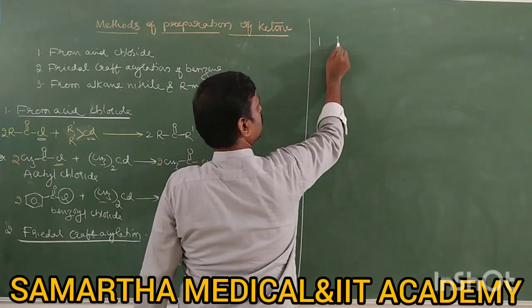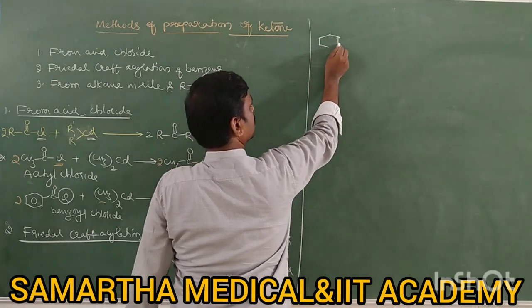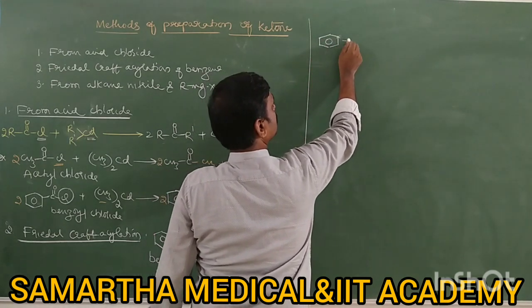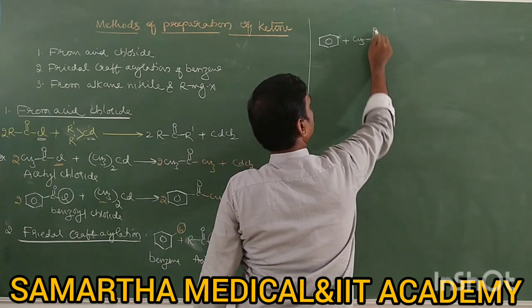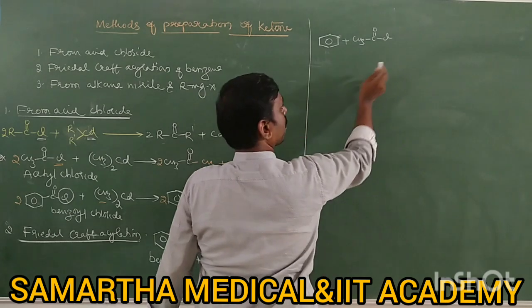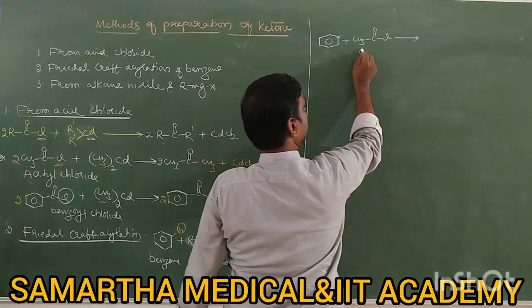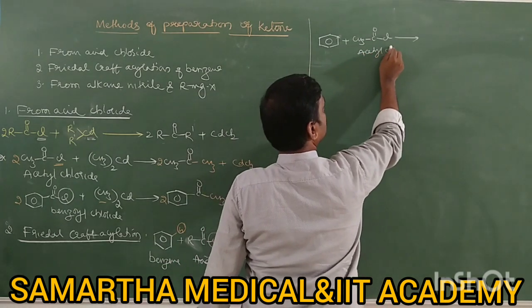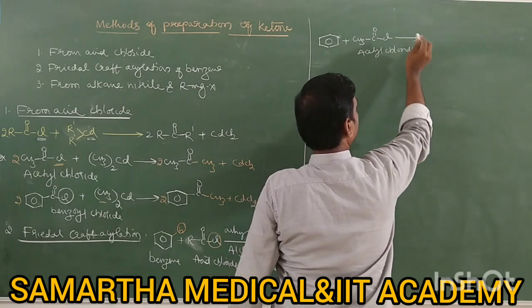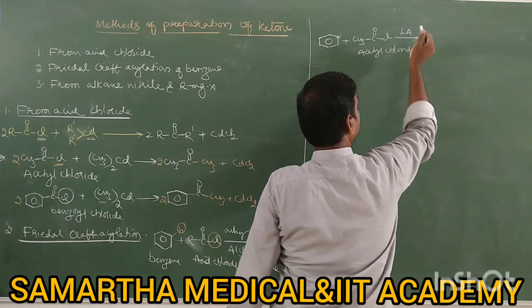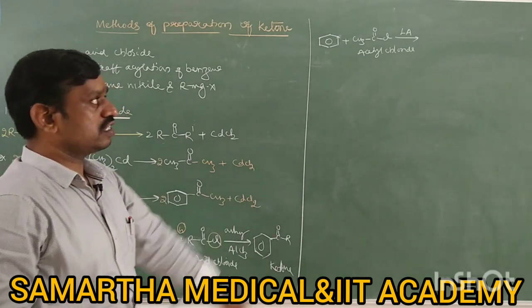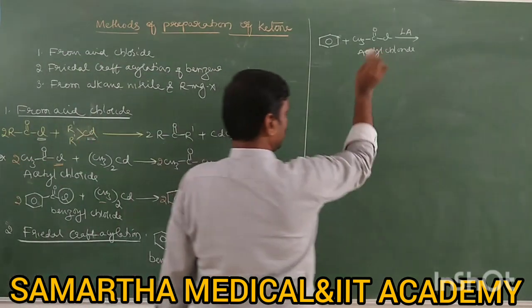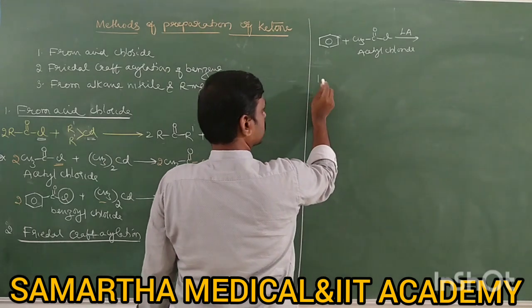Let us take an example here. Take benzene. It reacts with CH3 C double bond O Cl. It is called acetyl chloride, and it is in the presence of a Lewis acid. You can take anhydrous AlCl3 or FeCl3, SnCl2, anything. Then write the product.